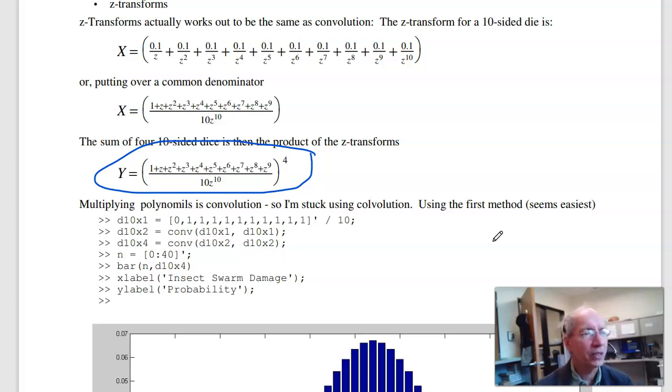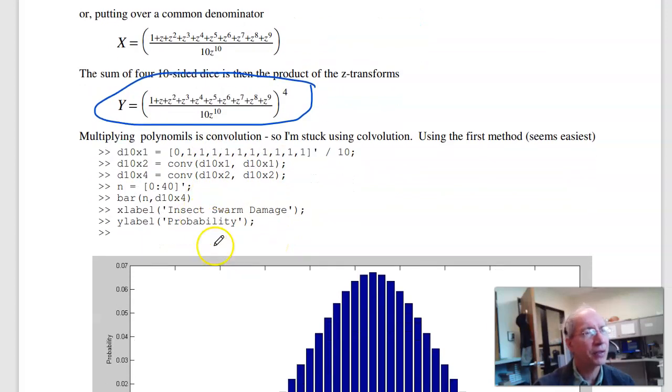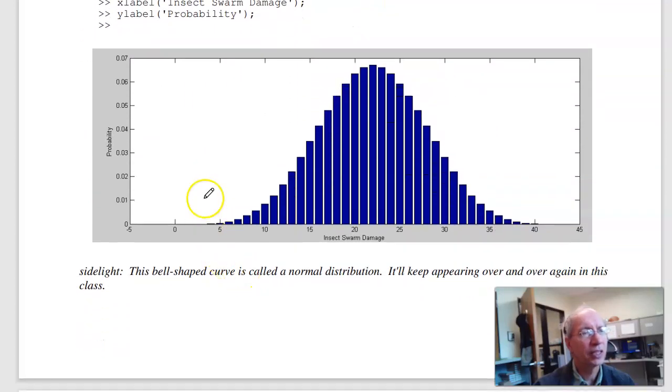So, second way to do it is just convolve. Here's the PDF for a single 10-sided die. I'm not going to roll a 0. Here's 1 through 10. 2 10-sided dice is convolve it. 4 10-sided dice, convolve again. And if I draw the bar chart, here's what it looks like. So that's the PDF of 4D10.